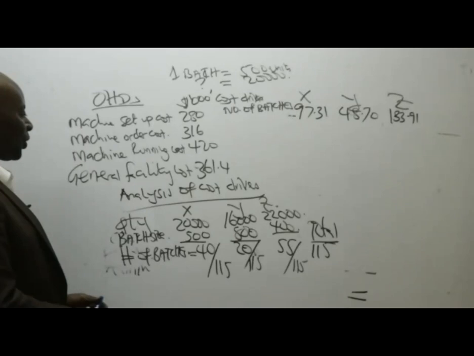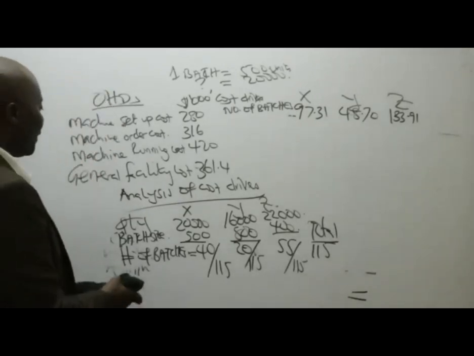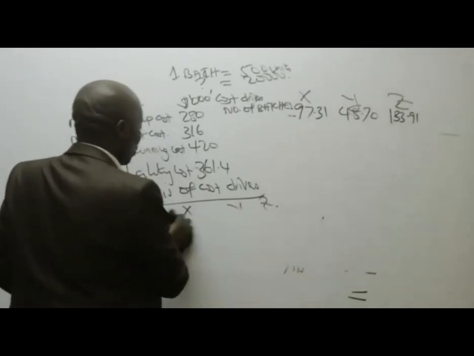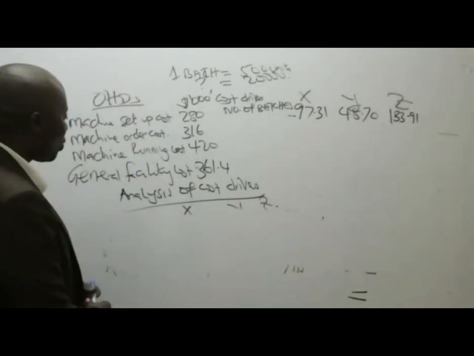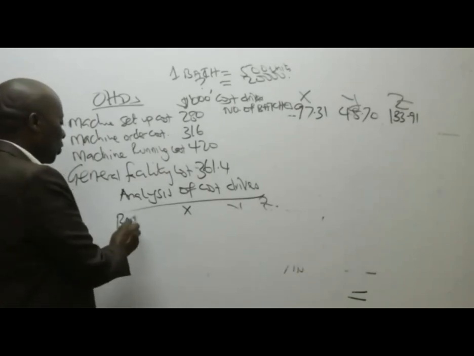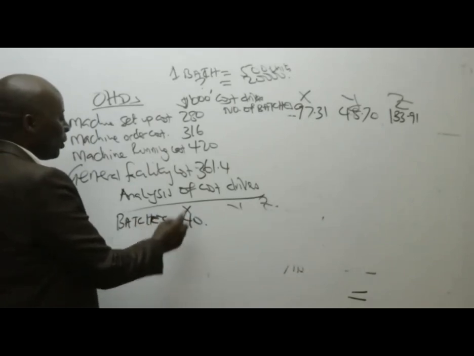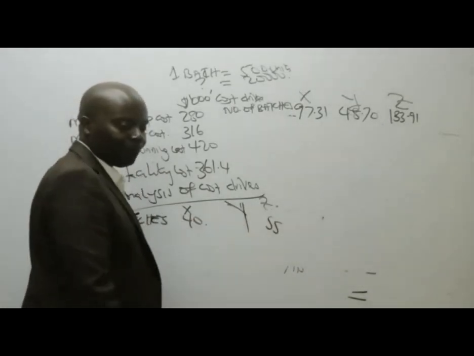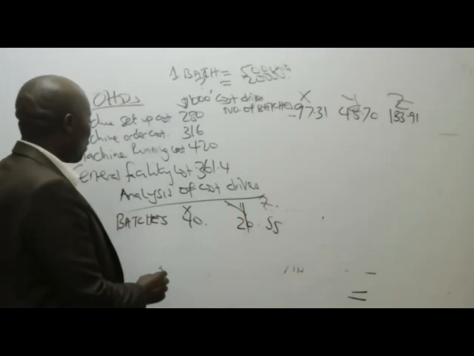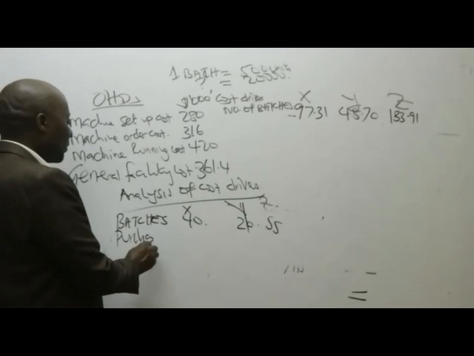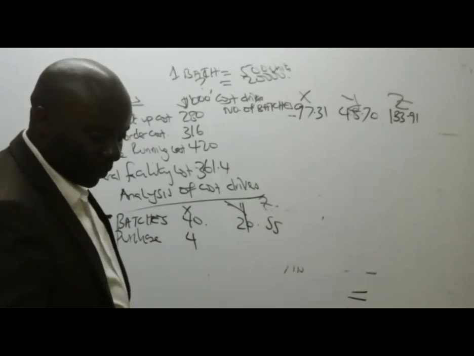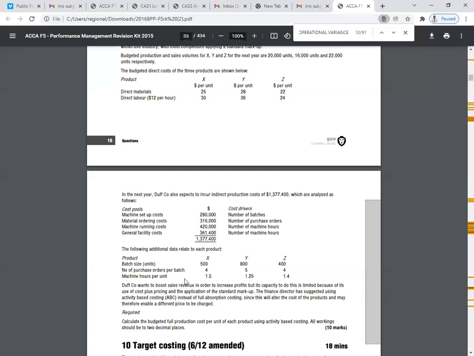So I'm looking at the total purchase orders. Remember the batches: total number of batches was 40 for the first, and I remember 55 somewhere, and 20 here. They tell us purchase orders per batch is 4. Remember, per batch. But I don't want per batch, I want for the whole thing. So I'll take 4 times 40, which gives me 160.